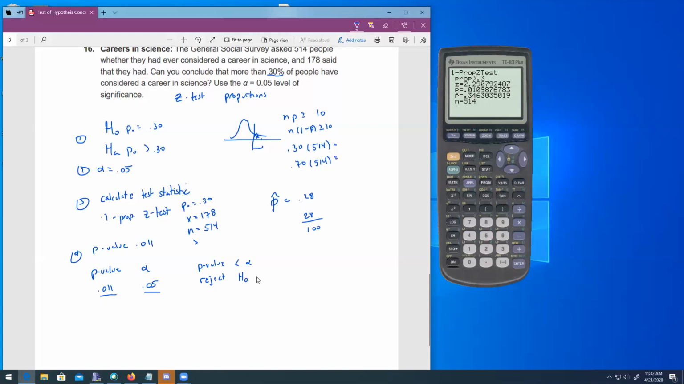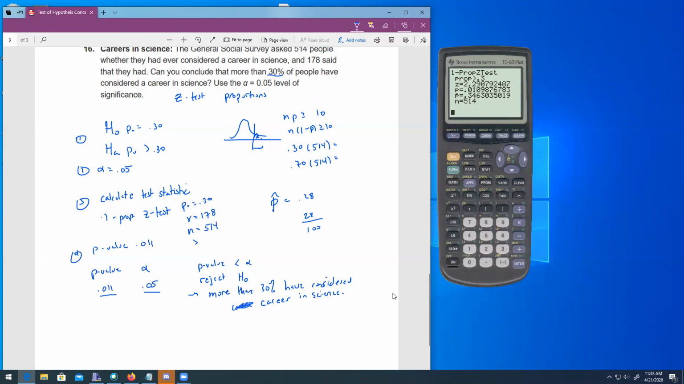the null hypothesis. Okay. So what we're going to do is say, can you conclude that more than 30% of people have considered a career in science? Yes, we can. We have sufficient evidence to claim that more than 30% of people have considered a career in science. So we're just going to say more than 30% have considered career insights. Do we please spell it correctly? Insights.